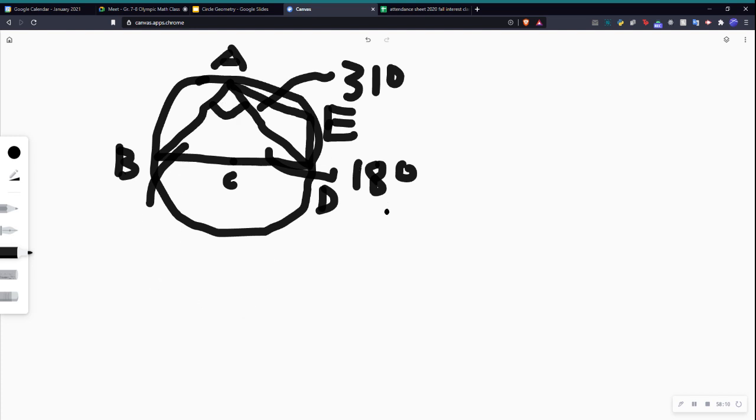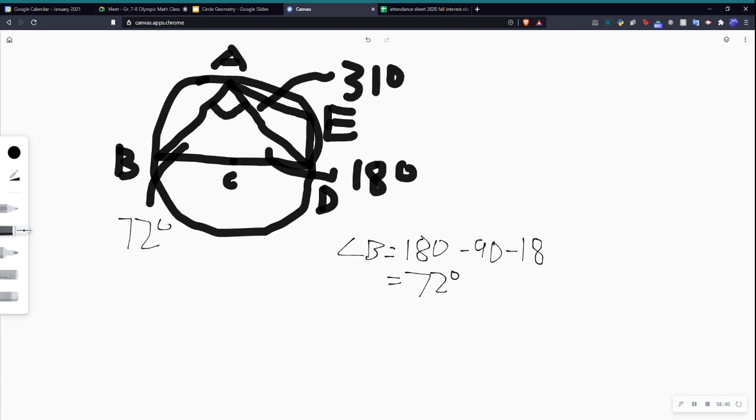So we have 18 plus 90 plus angle B gives you 180 degrees. So this means that B, oops, let's use thinner pen, thinner ink. B would be equal to 180 minus 90 minus 18. So 180 minus 90 will give you 90. 90 minus 18 gives you 72. So B is 72 degrees.